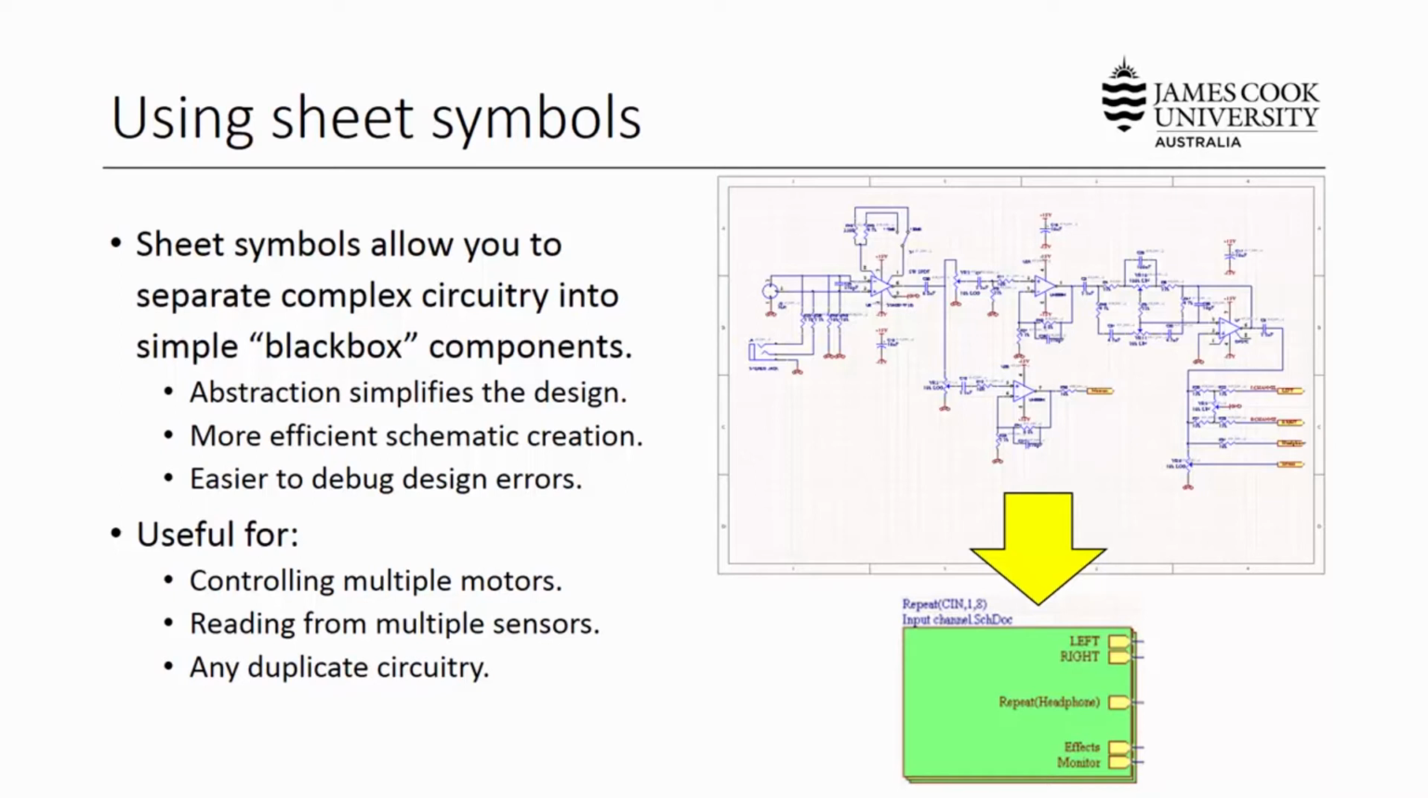To be specific, sheet symbols are more useful if you're controlling multiple motors and you need to design an H-bridge and logic circuit. You will have all that complex circuitry for controlling one motor in a state that you can copy and paste for three individual motors. Also, if you're reading from multiple identical sensors, sometimes sensors require extra circuitry that can be quite complex, and if you have multiple of these circuits, it may be useful to have a single sheet symbol that you can duplicate. Ultimately, for any duplicate circuitry that you would like to abstract away, it's recommended to use sheet symbols. It makes for a much cleaner schematic design.